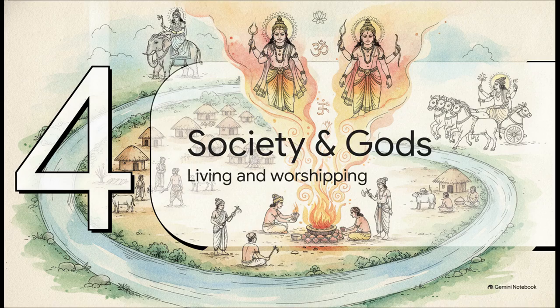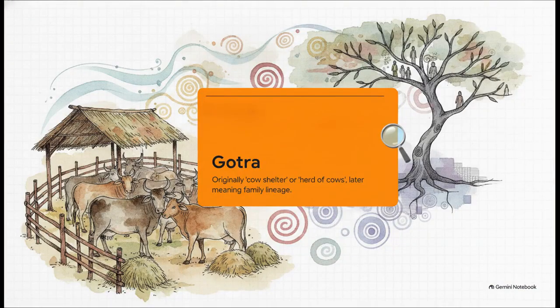Which brings us to Section 4, Society, Sacrifice, and Gods, basically living and worshiping in the Vedic era. So, with iron tools in hand and settled along these great rivers, how did they actually live? Let's take a look at their daily society.